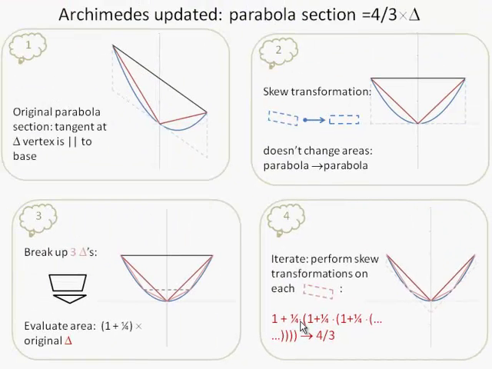Now notice that we're actually using similarity. After the skew transformation, all of these pictures are similar. So we're using iterativeness and similarity, just like we will in the succeeding proofs. So that's the end of part 1.